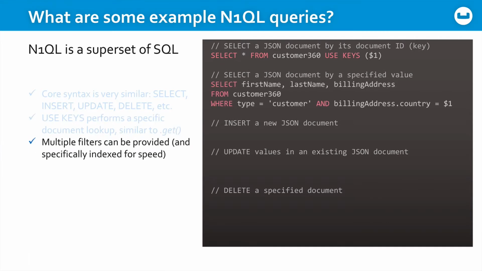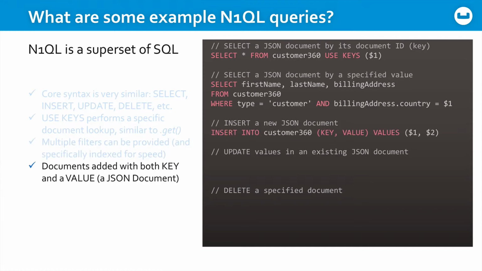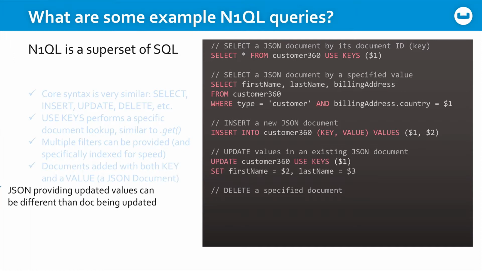But you can also add n number of filters. So I could select particular attributes from my bucket, like first name, last name, where I apply a couple of filters, where perhaps the type attribute is customer, and the nested country attribute within my billing address is some value. Notice a parameter is being passed there. We'll look at that shortly. You can also insert documents as you'd expect. Insert into my bucket using a key value pattern a series of values. Again, with parameters, we'll be looking at all of this as an actual implementation shortly.